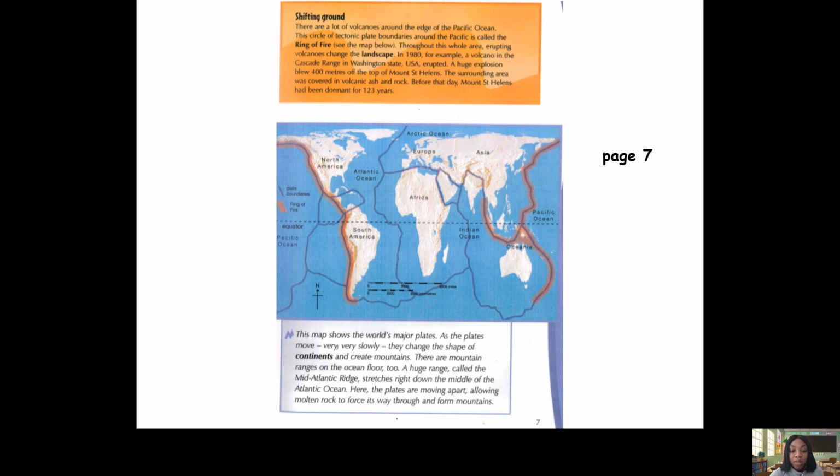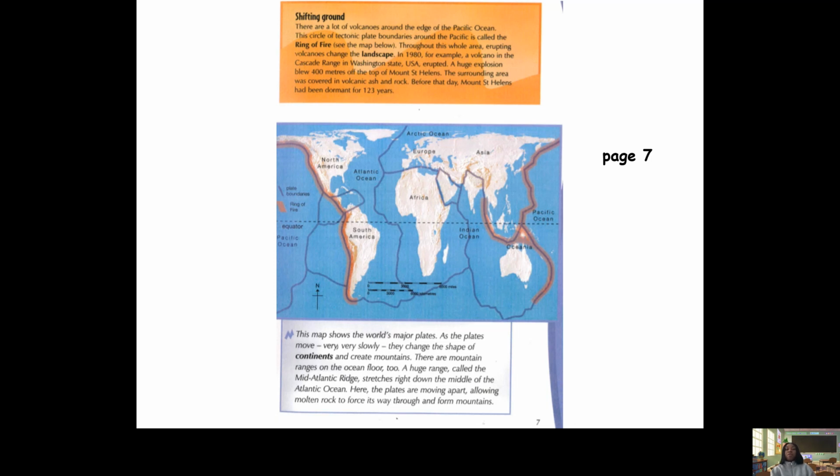This map shows the world's major plates, and we're talking about tectonic plates, not the plates you have in your kitchen. As the plates move very, very slowly, they change the shape of the continents and create mountains. There are mountain ranges on the ocean floor too. Can you believe that? There are mountains under the water in the oceans. A huge range called the Mid-Atlantic Ridge stretches right down the middle of Atlantic Ocean. Here, the plates are moving apart, allowing molten rock to force its way through and form mountains.